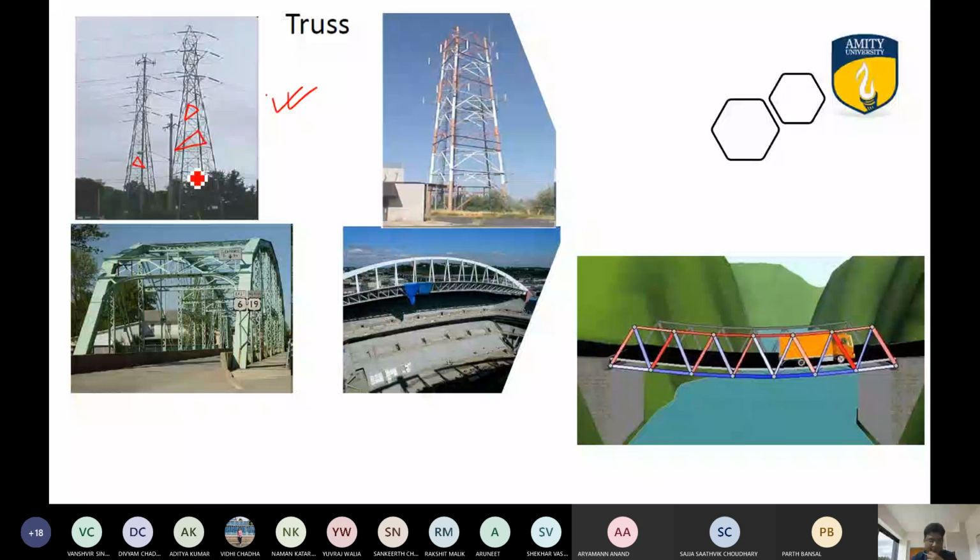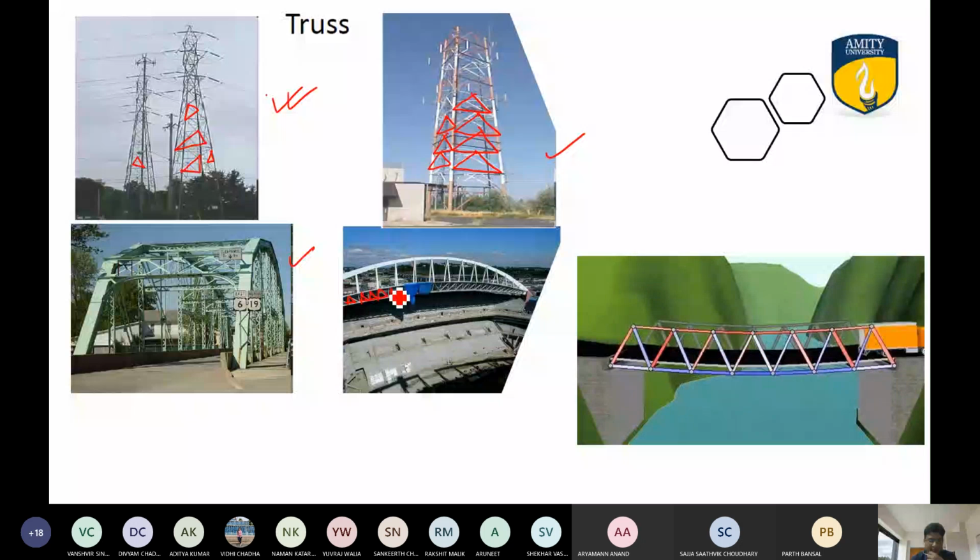Here on the bridges again, look here. This is a triangle, triangle, triangle, triangle. Here also again, triangle, triangle. These are all triangular structures. Are you able to see this animation also? A truck passing over a bridge. So these are some of the examples of truss.